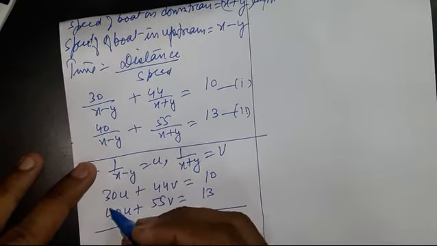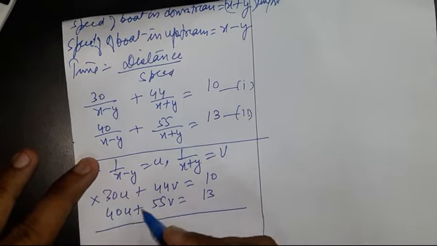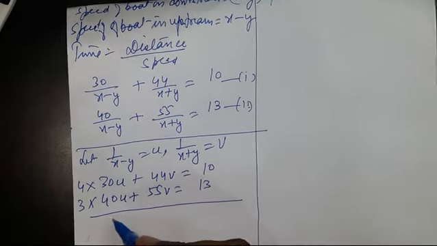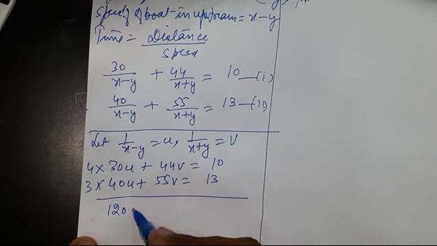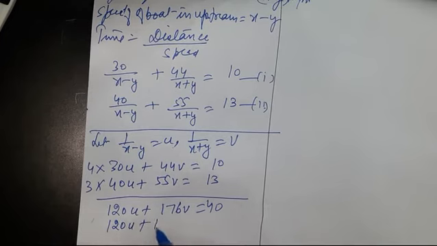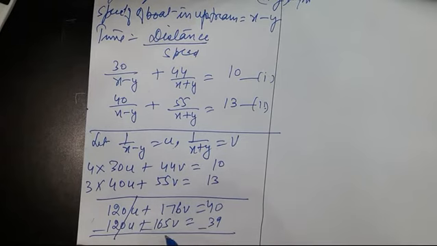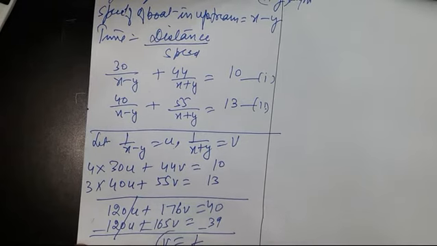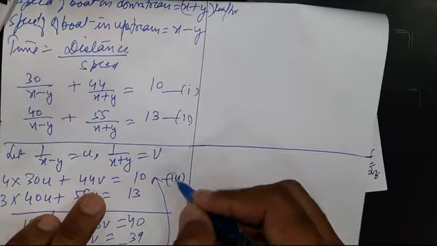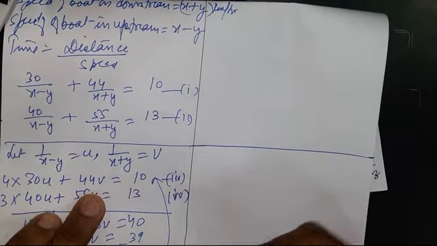Just use the elimination method. I have taught you the elimination method earlier. So what you will get, like this, 120u plus 165v is equal to 39. Just take the difference and you get v is equal to 1 upon 11. Got it? Similarly, put this value of v in the first equation. This is the third equation and this is the fourth equation. Put this value of v here.